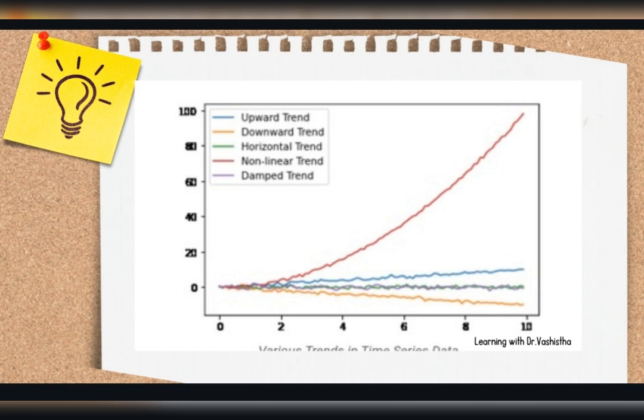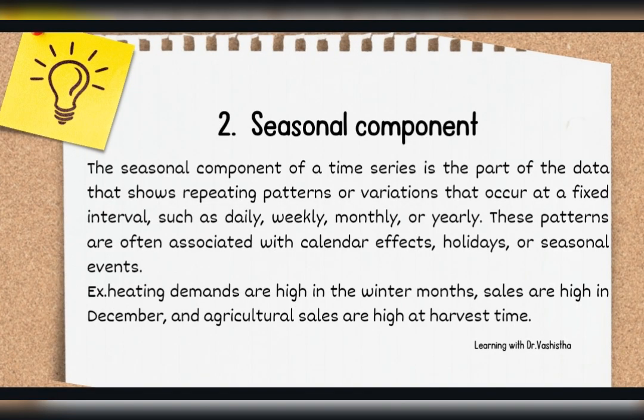We can see it shown with the help of these curves, where the damped trend is shown with the purple line. The non-linear trend is shown with the red line, sorry. The downward trend is shown with the orange curve, going down. And the upward trend is shown with the blue curve, going slightly up, whereas two curves are kind of coinciding over each other: the horizontal trend shown with green, and the damped trend shown with purple.